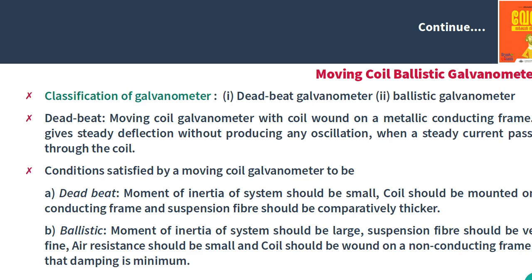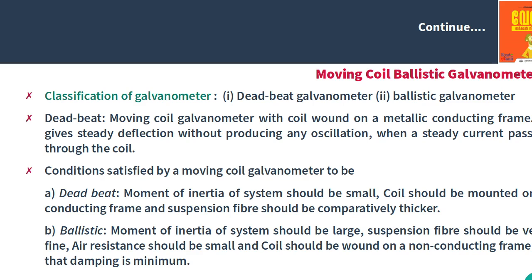Before we go into that figure of merit, we will see the classification of the moving coil galvanometer. How we can classify the moving coil galvanometer into two. One is deadbeat galvanometer, other is ballistic galvanometer. The ballistic galvanometer we are studying in this chapter, but there is one more galvanometer, that is deadbeat galvanometer.